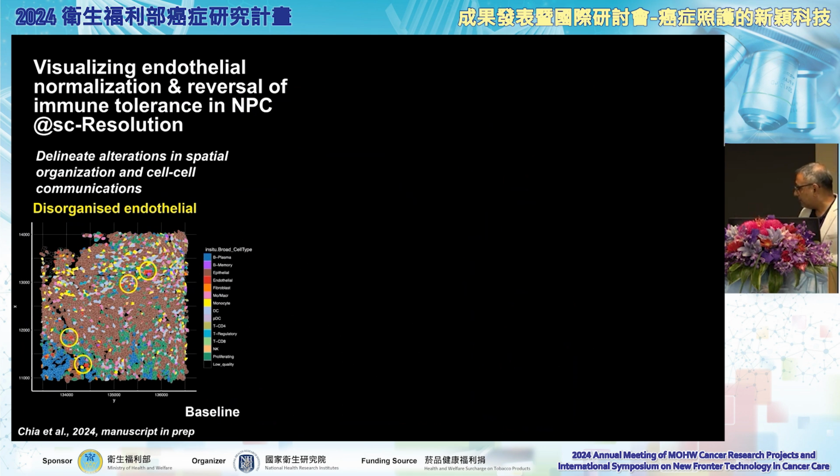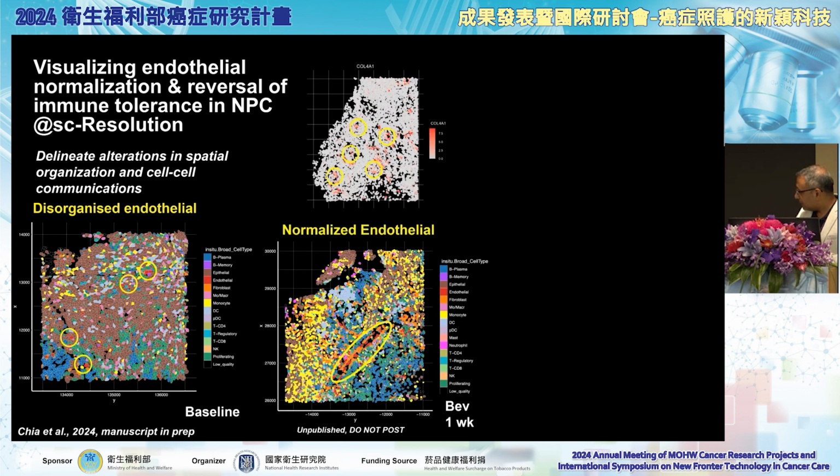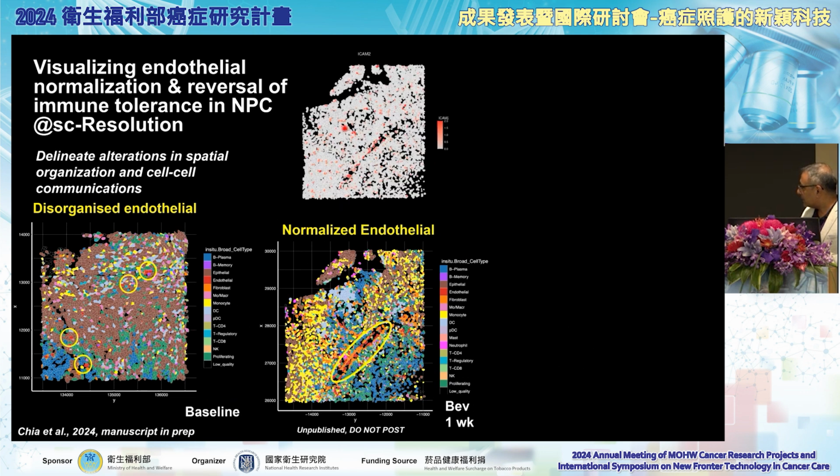Now that we start looking at the same data spatially, what we find is that indeed at the baseline, you have these very disorganized endothelial cells, highlighted in these yellow circles. The red cells are the endothelial cells. And then just with 1 week of bevacizumab, you see this beautiful reorganization and remodeling of the vasculature. Now they're gaining these venule-like structures. And moreover, they also have expression of one of the ICAMs, right?